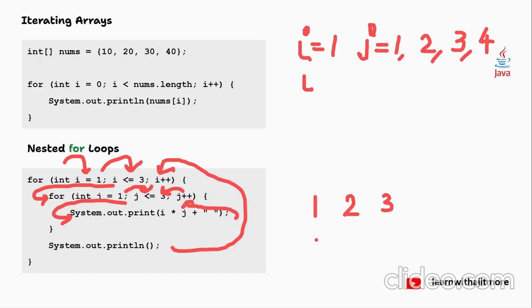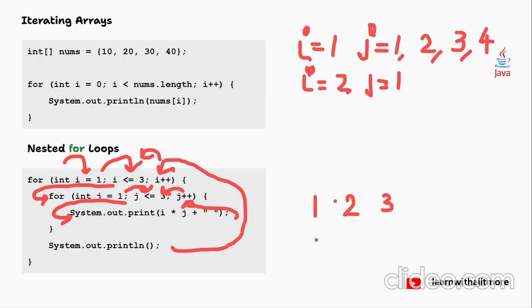Now what is the value of i? 2. Again, it will come and check. Now it will come to this condition. Is 2 less than or equal to 3? Yes. Come inside and again this for loop starts. So j will again start from 1. Is 1 less than 3?